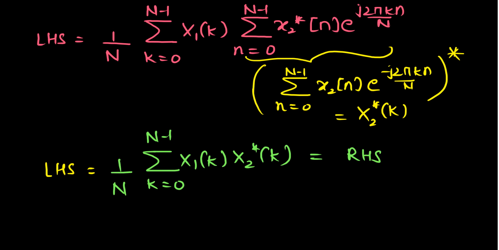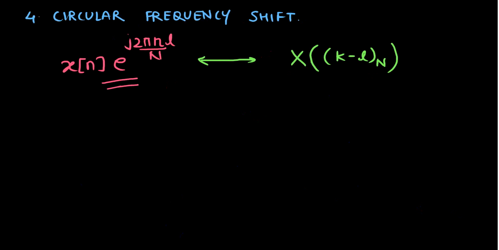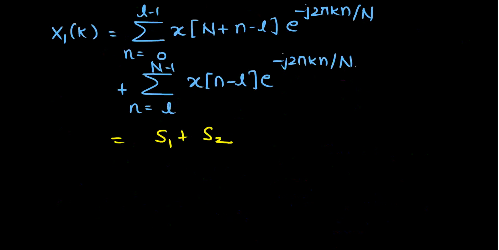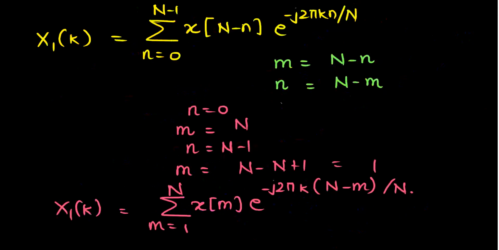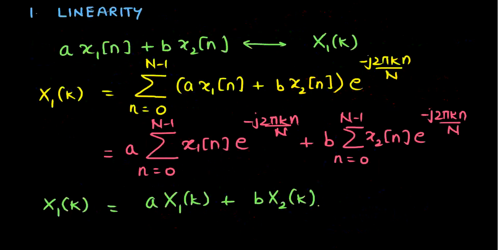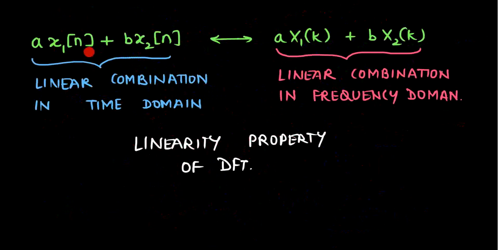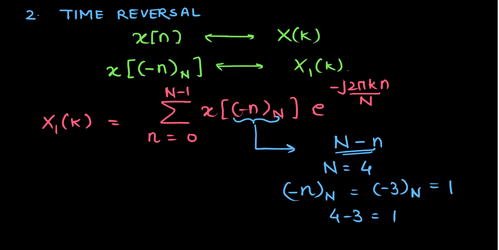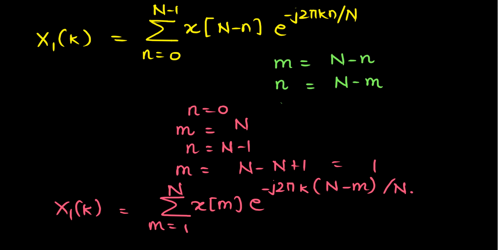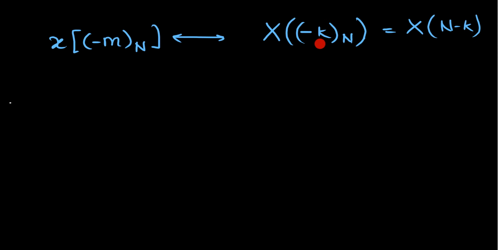So in this lecture we have considered various properties of DFT, and we started with the linearity property, in which we saw that if we have a linear combination in time domain, we are going to get a linear combination in the frequency domain with the same constants. The next property was the time reversal property, and we saw that if we have circular flipping in the time domain, then we again get circular flipping in the frequency domain. So this is the circular flip property or time reversal property.